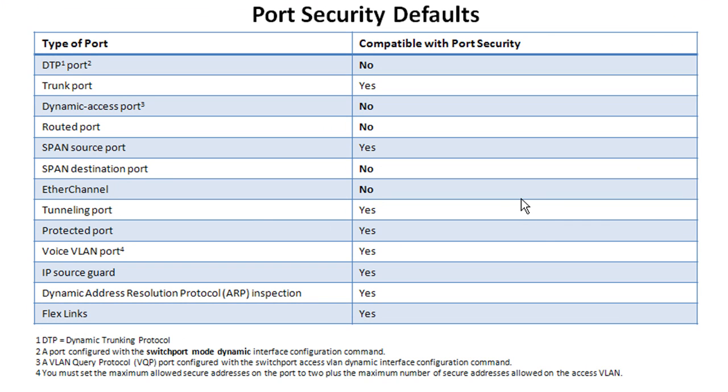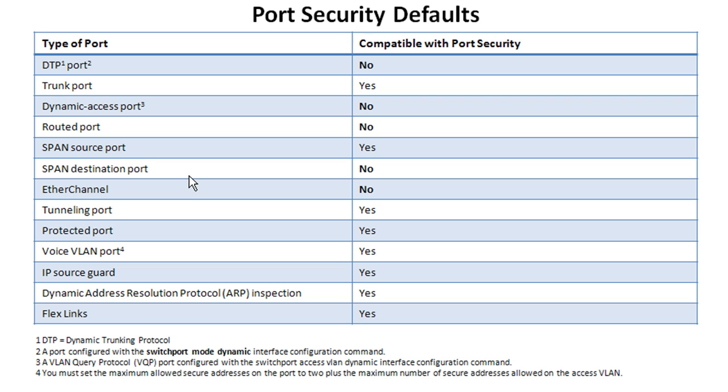What I would do is I would memorize the ones that are no's, and the rest are defaulted to yes. So our basic rule is that we can't configure port security on a dynamic port, which means DTP. So a DTP port, nope, can't do it. Dynamic access port, nope, can't do that. That's still DTP. This is good to know. A routed port, can't do it. And that makes sense because you're doing layer 3 at that point.